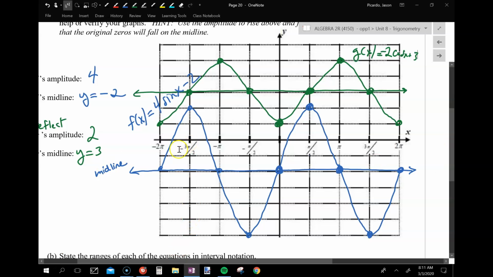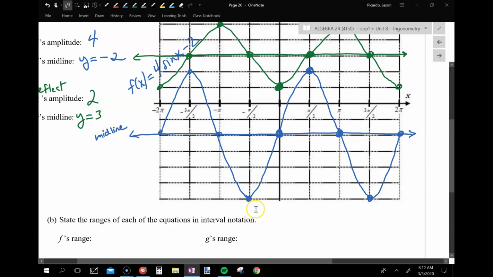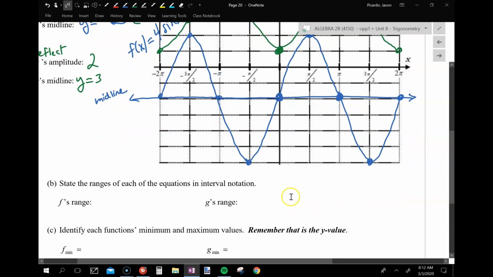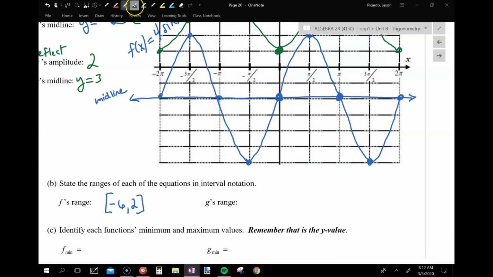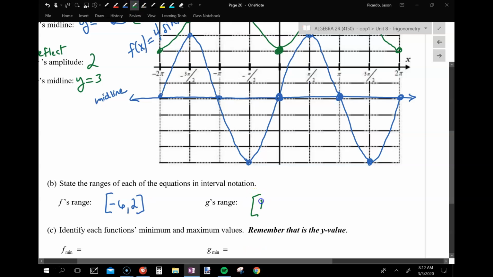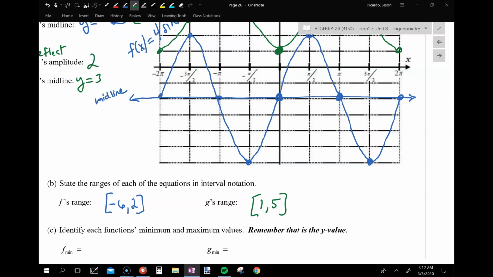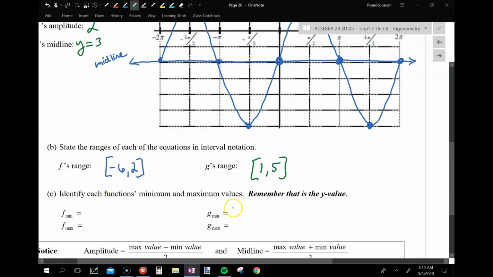State the ranges of each. What is the range of the blue graph? Lowest to highest is -6 to 2. And the range of the green graph was 1 to 5, right? Because it kept doing what? 1, 3, 5, 3, 1, 3, 5, 3, 1, 3, 5. The minimum value, oh, I know this one, 1 and 5. And this is going to be -6 to 2.